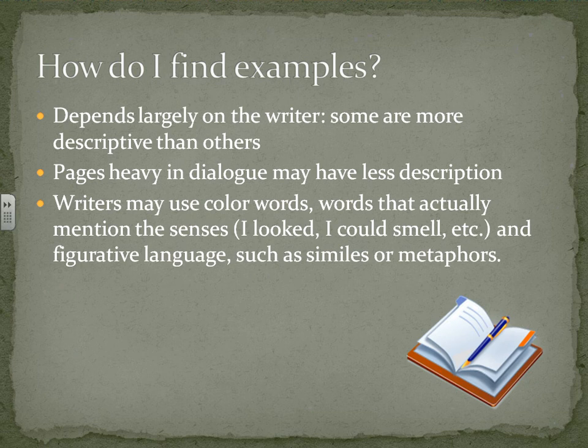If you're reading something in first person, maybe you have a character that doesn't think super descriptively, so you have to be kind of careful, but it is present in good literature. Pages heavy in dialogue may have less description. You can look for color words, words that actually mention the senses like look, smell, hear, those kinds of things, or figurative language. Remember we talked about personification, similes, metaphors. Those could be a good indication that imagery is present as well. But you have to ask yourself, is the author really trying to paint a picture with their words or try to make me really hear, feel, see, taste, touch, or smell something? If that's the case, then you're looking at an example of imagery.